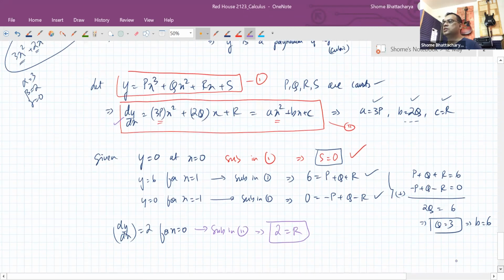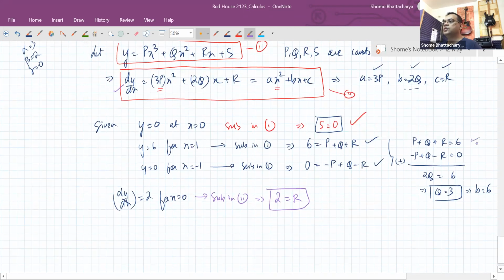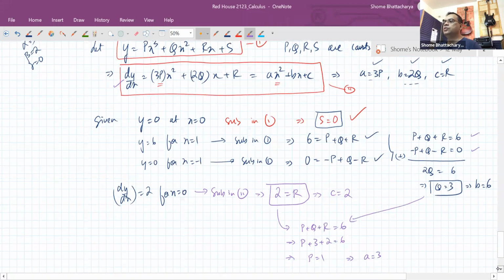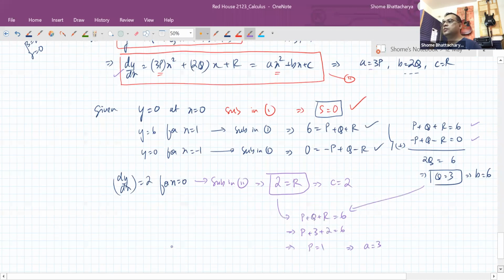So once I've got this, now I can make use of either of these two equations to find the value of P. So first of all, R is equal to 2. That means the value of C is also equal to 2. Okay, and that means that, for example, P plus Q plus R is equal to 6. So P plus 3 plus 2 is equal to 6, which means that P is equal to 1, which also means that A is equal to 3, because A is equal to 3P. So now I know the values of A, B, and C. Okay.